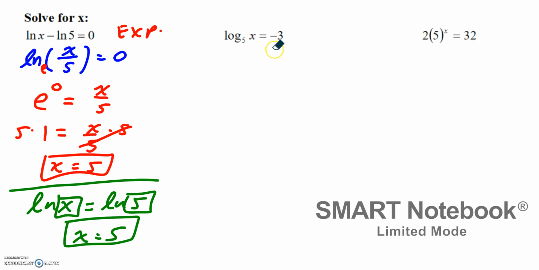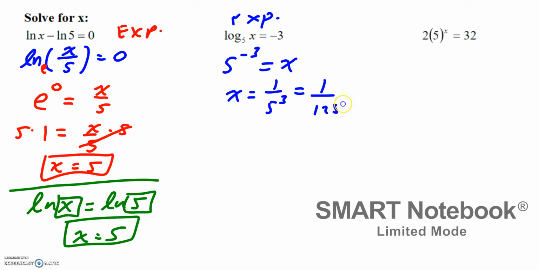This equation is originally a log, so my mind makes me think that I want to change it to an exponent. The base of this log is 5. The exponent of this log is negative 3 because logs equal exponents, and that has to equal the argument of x. So x equals 1 over 5 to the 3rd. Negative exponents flip, so 1 over 125 is your best answer.